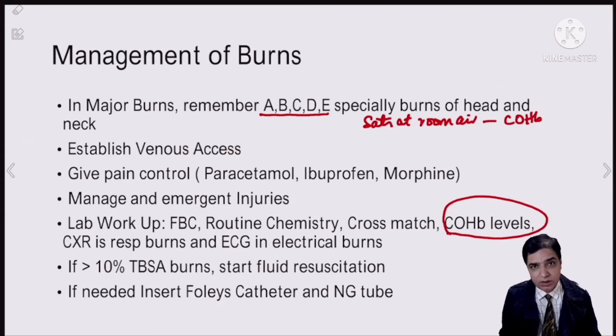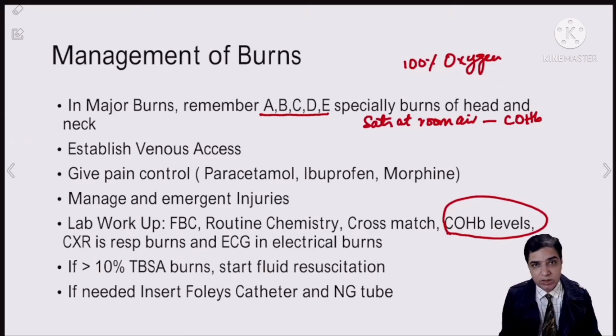So breathing, remember, for major fires, or those who have been trapped in a burning building or something, you always give them 100% oxygen. You just start them on oxygen rather than waiting for the sats to go down. So you manage the airways accordingly. If there are concerns, you have to intubate, and you have to give them 100% oxygen.